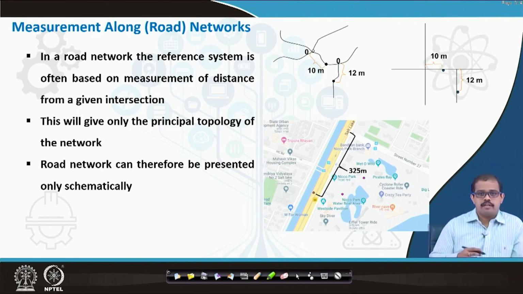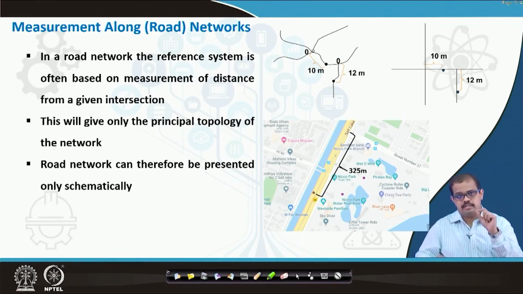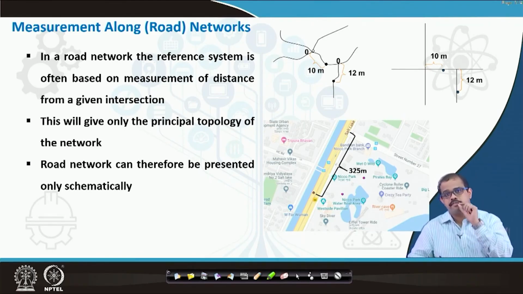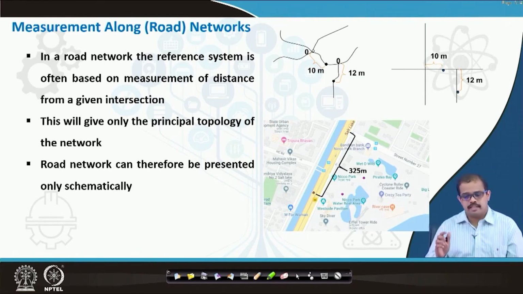Then you have the road network, but this particular kind of measurement is an approximate way of looking at referencing. When you are looking at a road network, the referencing system is often based on measurement of a distance from a given intersection. So keep this in mind, you are always measuring from an intersection. This will give only the principal topology of a particular network, but it doesn't really give you the direction and the displacement in that network, okay. A road network can therefore be presented only schematically.